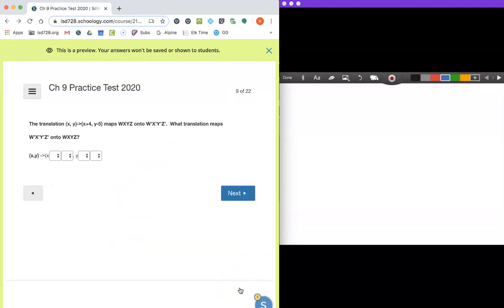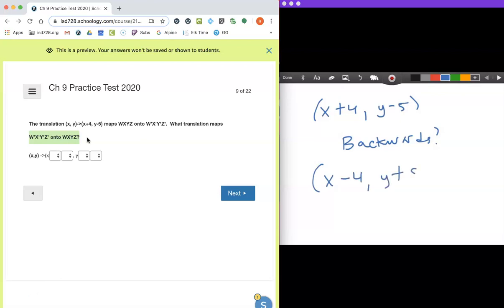All right, so this one is just saying going backwards. So if I have a translation rule that says we're moving 4 to the right and 5 down, they want to know, what is that backwards? Well, if I want to figure out where the point was to begin with, I'm just going to take the opposite. So instead of going 4 to the right, I'm going to go 4 to the left. Instead of 5 down, I'm going to go 5 up. So I'm going to take x minus 4 and y plus 5.